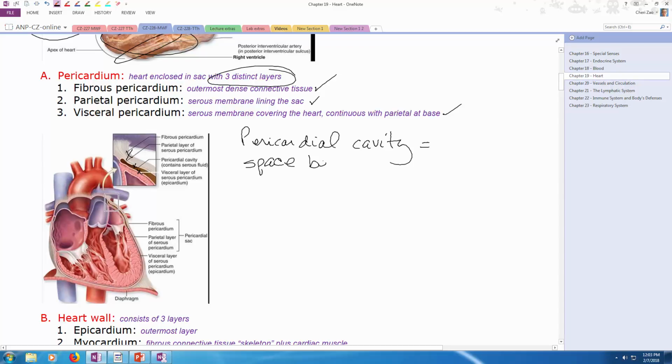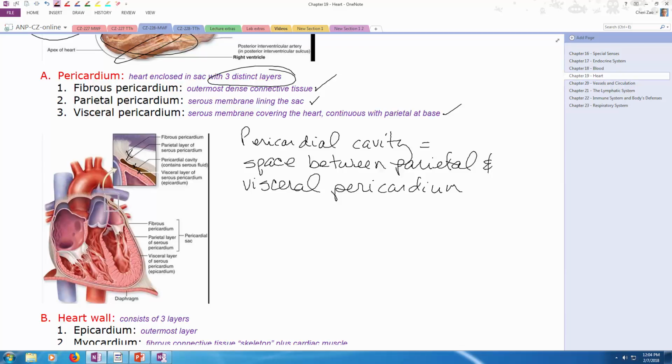So space between parietal and visceral pericardium. It actually has a small amount of fluid in that space, and it's serous fluid. So this small amount of fluid is produced by the serosal surfaces.